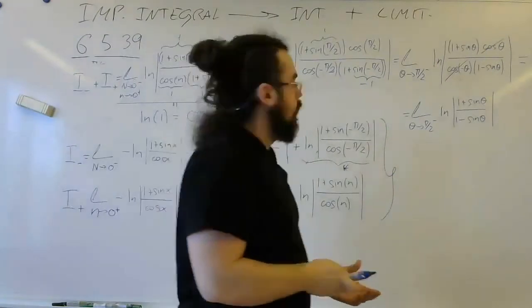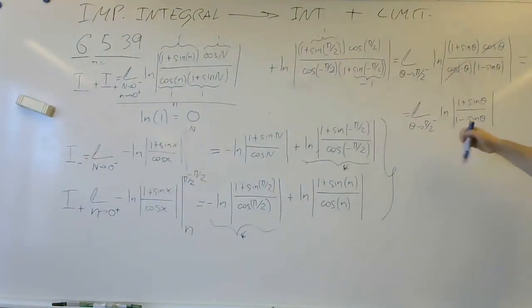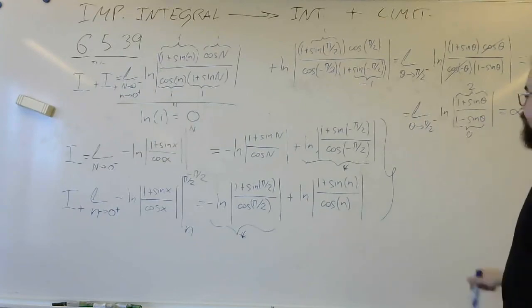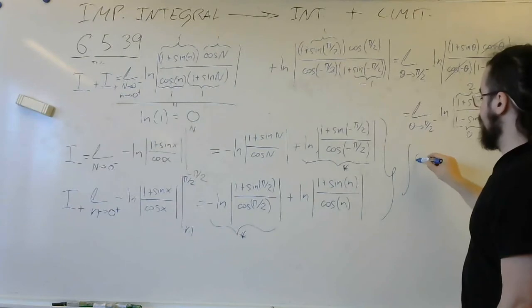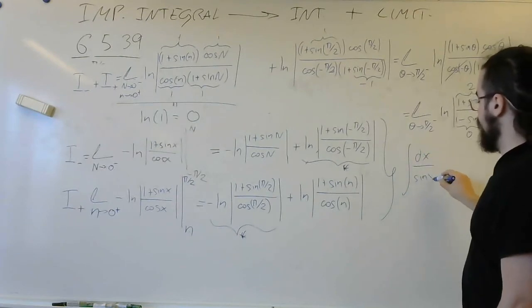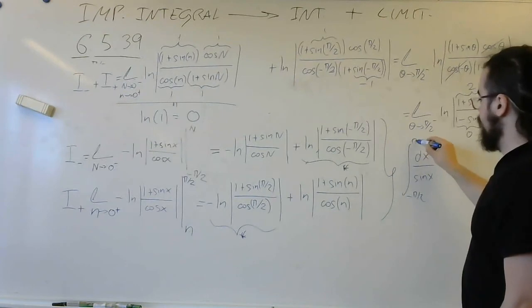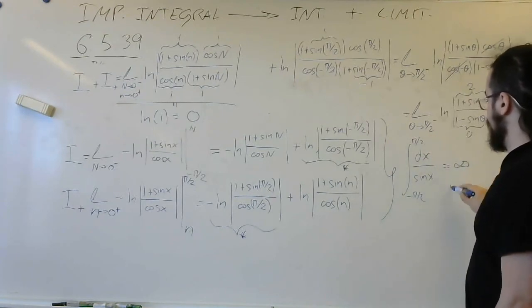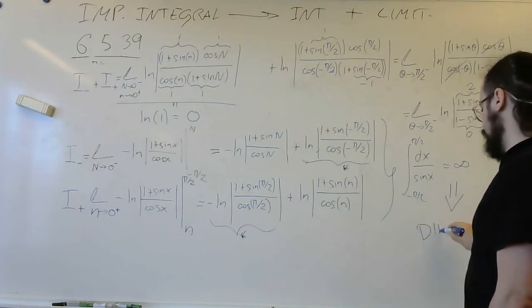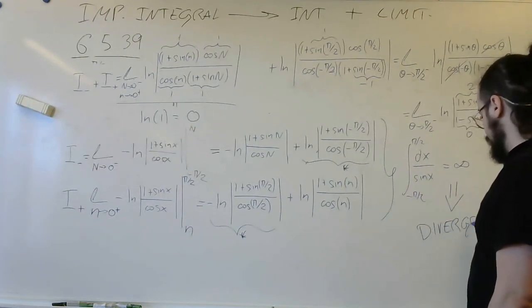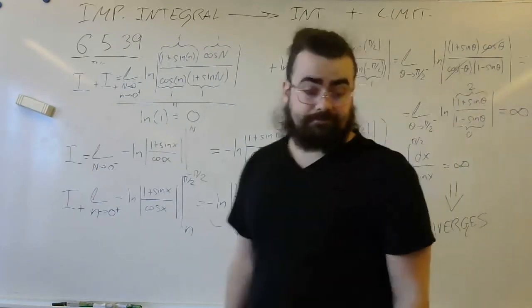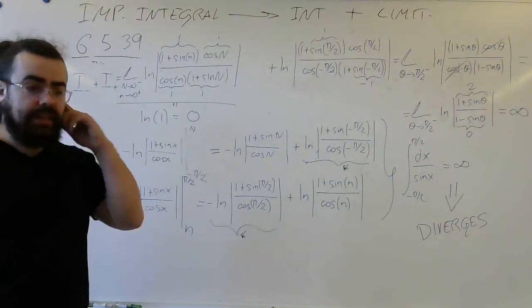Now, can we evaluate this limit? When theta tends to pi halves minus, the numerator is 2. The denominator is unfortunately 0. So this limit is infinite. Conclusion? The function diverges. I mean, the integral diverges.